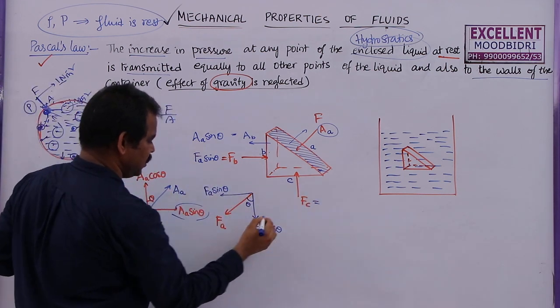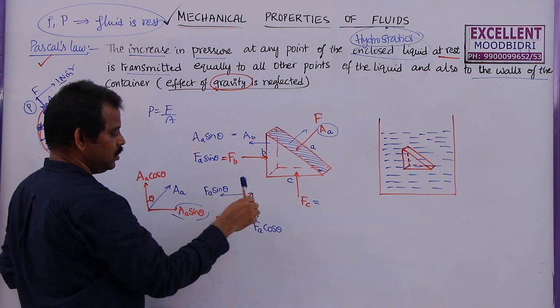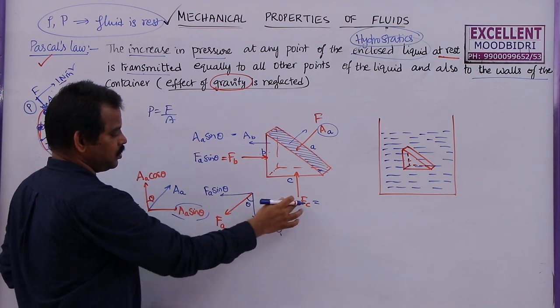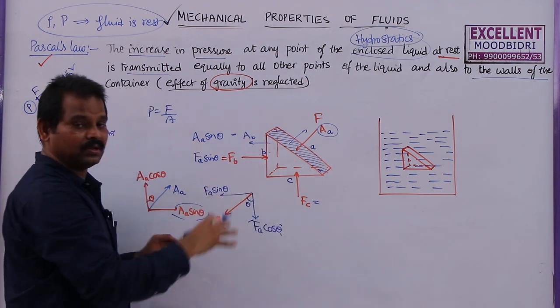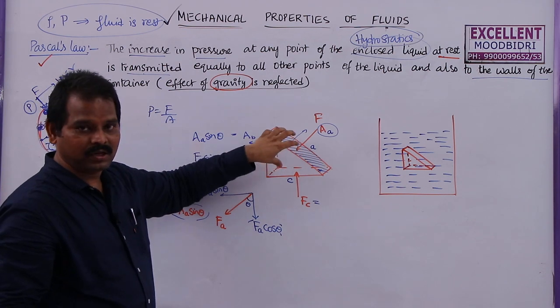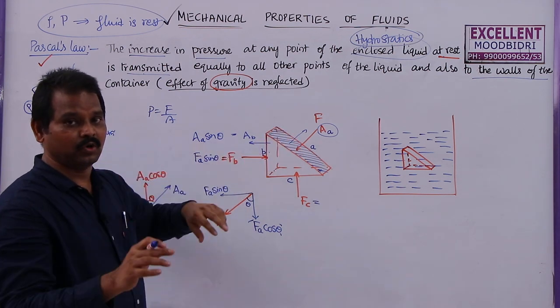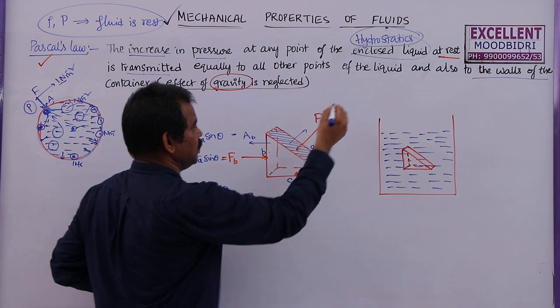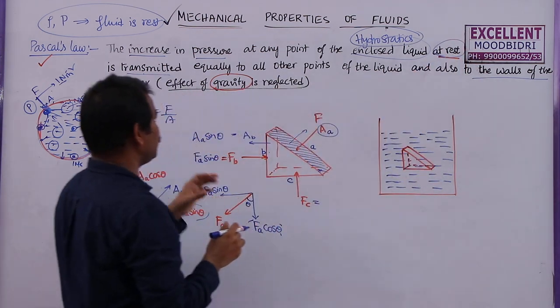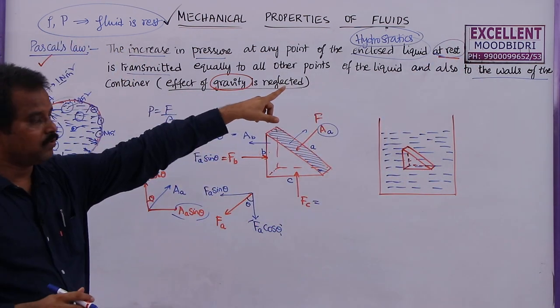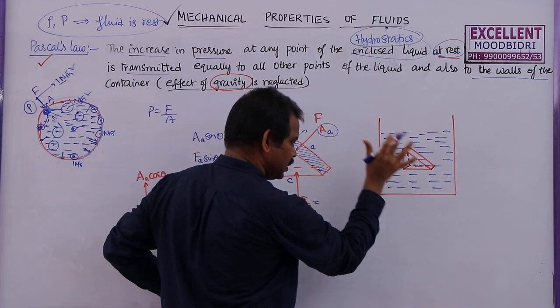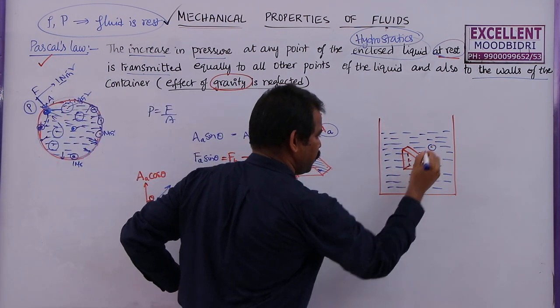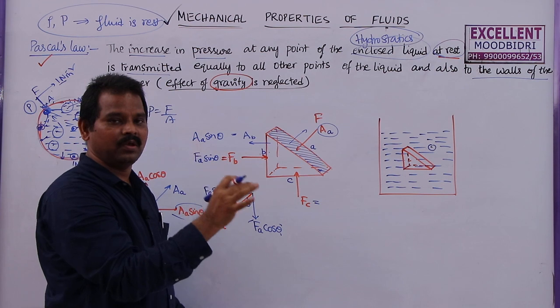Similarly, what is FC? FC is acting upwards, but what is the force acting downwards? These two are equal and opposite. As this liquid or this water is at rest, the net force must be 0. Why am I taking this as at rest? Pascal's law can be applied only for liquids which are at rest. When this liquid is at rest, if you take any point, each and every point will be in equilibrium.